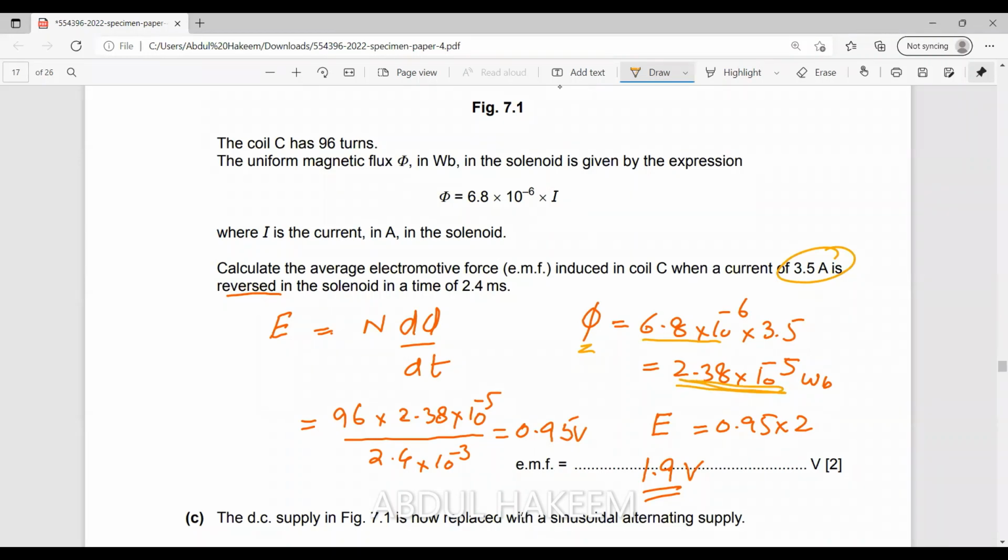And then E is equal to N d phi over dt, N is 96, phi is changing this much, and the time taken is this. The answer is 0.95, but look at this, the 3.5 ampere is reversed. This direction, 1 and 2. That's why we have to multiply this answer by 2. So the total voltage induced will be 1.9 because it is cutting twice. One forward direction, the other backward direction.